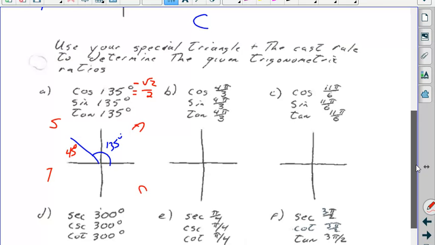Sine of 135, we get the same square root 2 over 2. But sine in quadrant 2 is positive. And tangent of 135 would be square root 2 over square root 2. So tangent of 135 numerically is going to have a value of 1. Sine's the only primary trig ratio that's positive in that quadrant. So tangent is going to be negative 1.